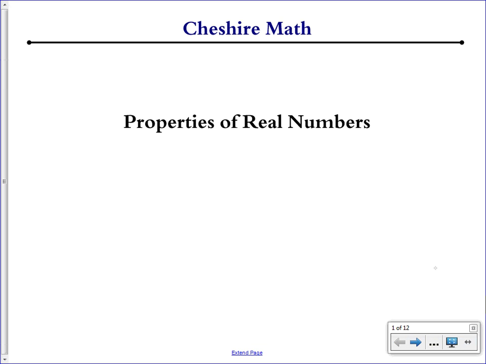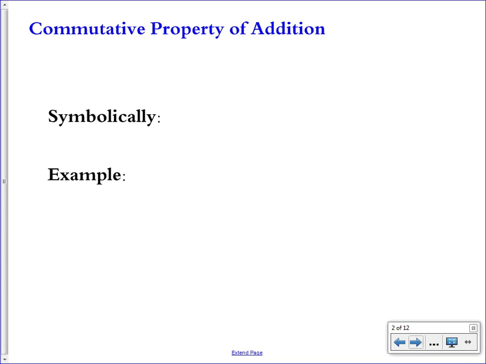This video is about the properties of real numbers. We'll go through each one of the properties and define what it means and show you an example of them. So the first property is the commutative property of addition.